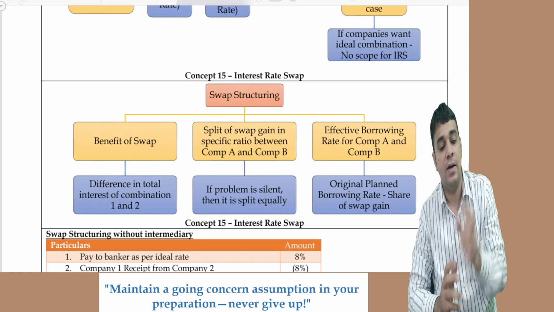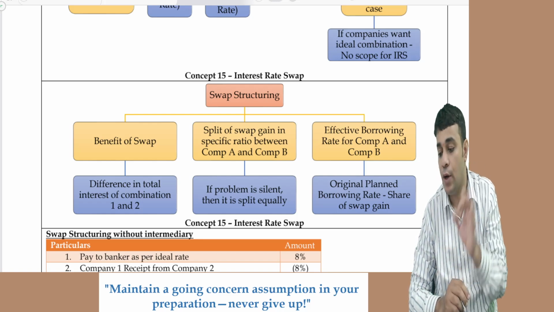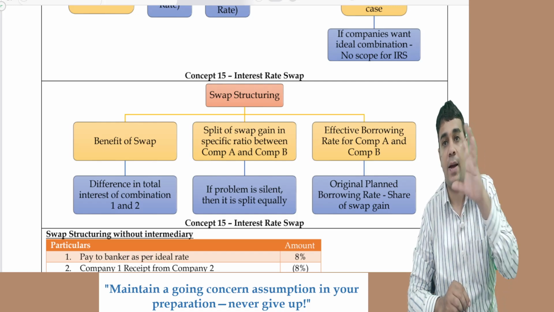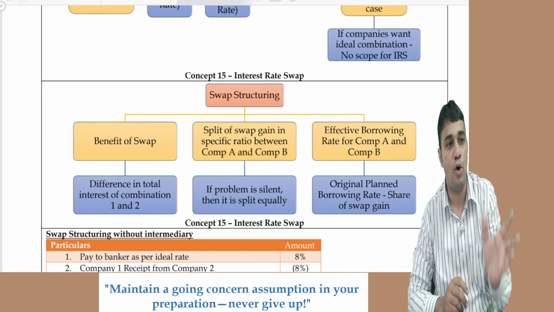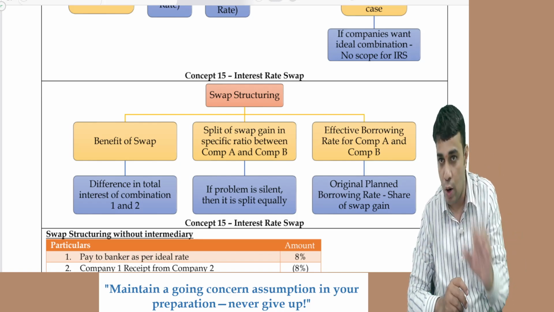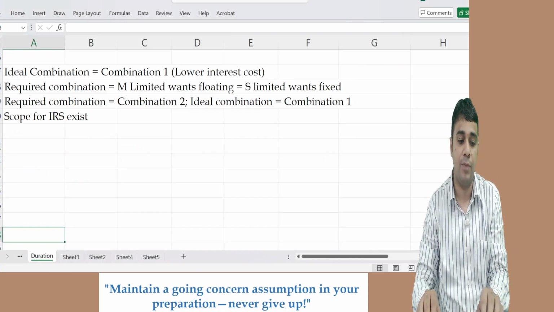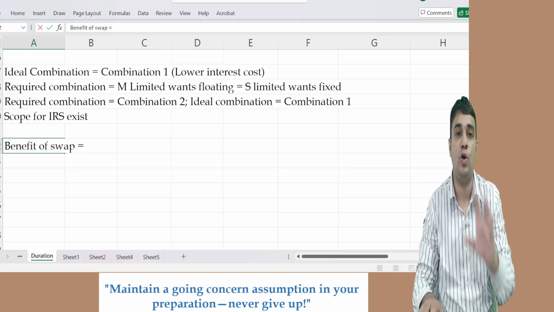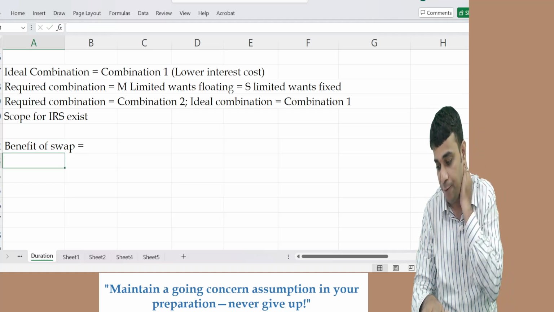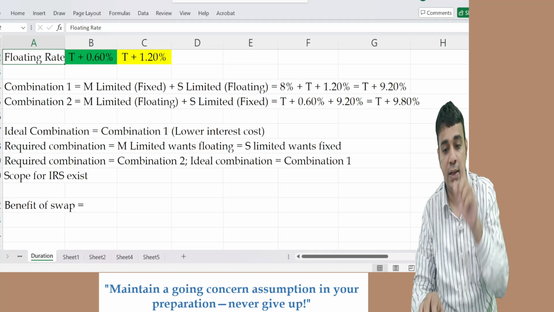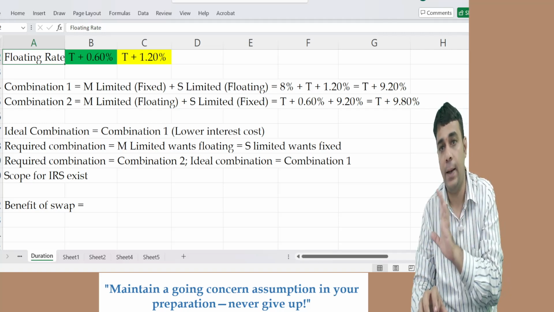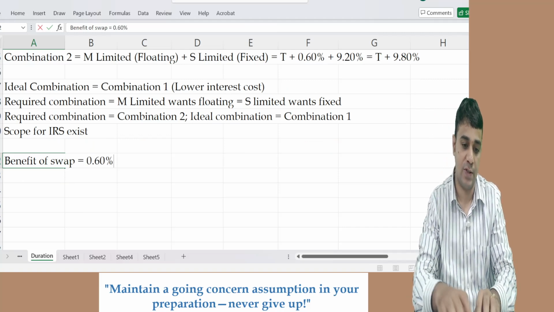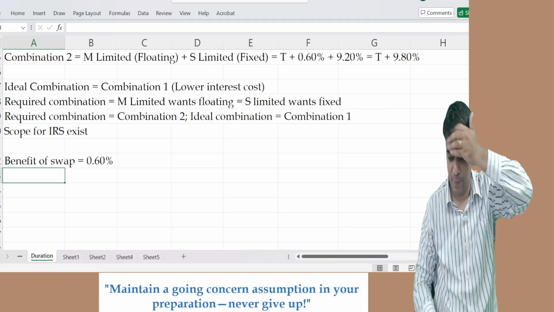Benefit of swap is the difference in total interest of combination 1 and combination 2. Formula is higher interest minus lower interest, combo 2 minus combo 1 or combo 1 minus combo 2. Benefit of swap is the difference in total interest between combo 1 and combo 2. T will get cancelled. 9.2, 9.8. So benefit of swap is 0.6%.